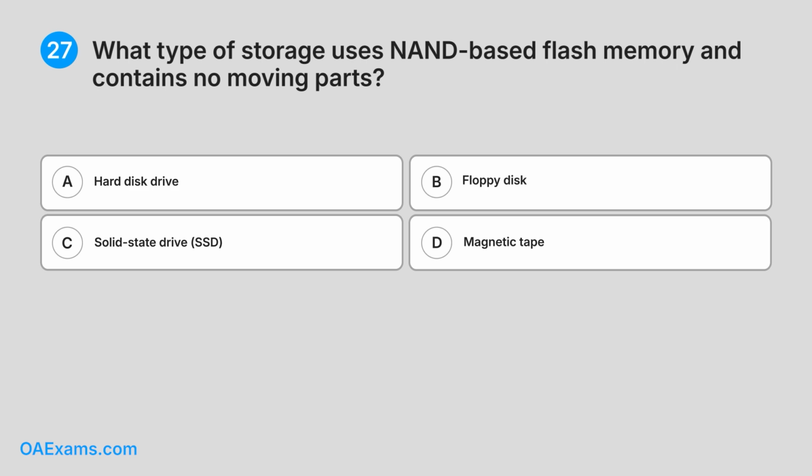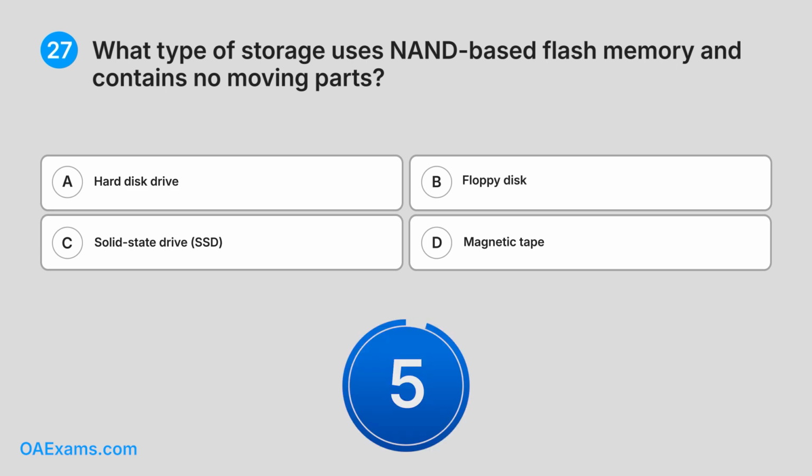27. What type of storage uses NAND-based flash memory and contains no moving parts? A. Hard disk drive. B. Floppy disk. C. Solid-state drive, SSD. D. Magnetic tape. Can you guess the answer?